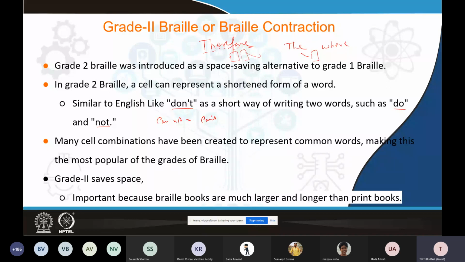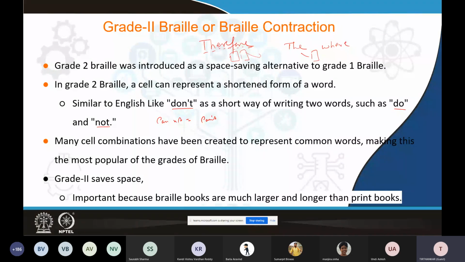there exist certain dictionaries where the collection of frequent words are already there, and their corresponding contracted braille representations are also there. And during a person's study, they learn these contraction mappings, the grade 2 braille transliteration mapping. So there is no such technique available as such to automatically decode these kind of contractions.